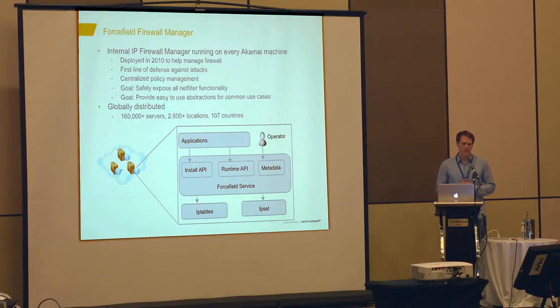Then we also have a metadata API. When I say metadata, that's probably an Akamai-specific term. This is an API where operators can go through a web UI to update configuration information for machines. Part of that configuration information is for IP tables and IP sets through Force Field. And again, this is just a brief overview of how we use Netfilter and Force Field, so that when Josh gets up and talks about some of the stuff we want to see in IP set and IP tables, you have an idea of how we use it and where we're coming from.